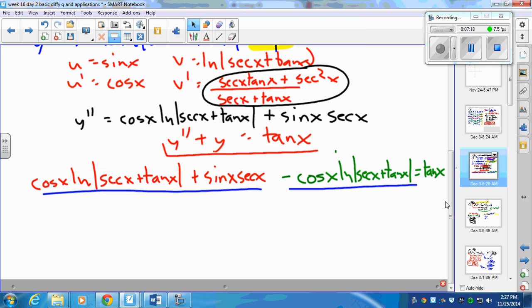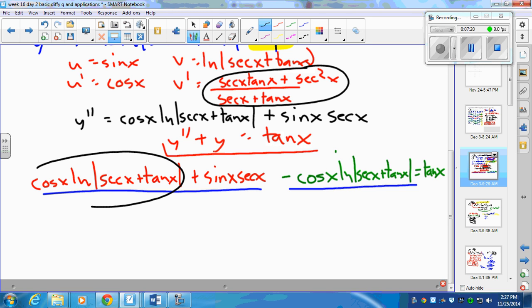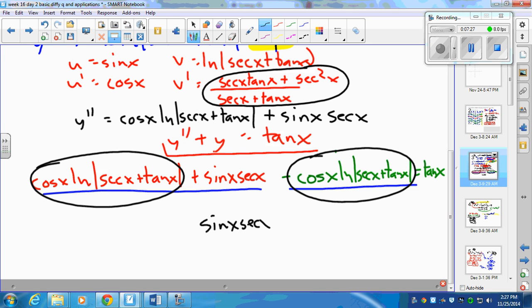Well, hopefully you notice that the cosine x there and the negative cosine x there cancel. So I'm left with sine x secant x equals tangent x, I hope. Then secant x is 1 over cosine x, so I have sine x over cosine x. And so I have tangent x equals tangent x.